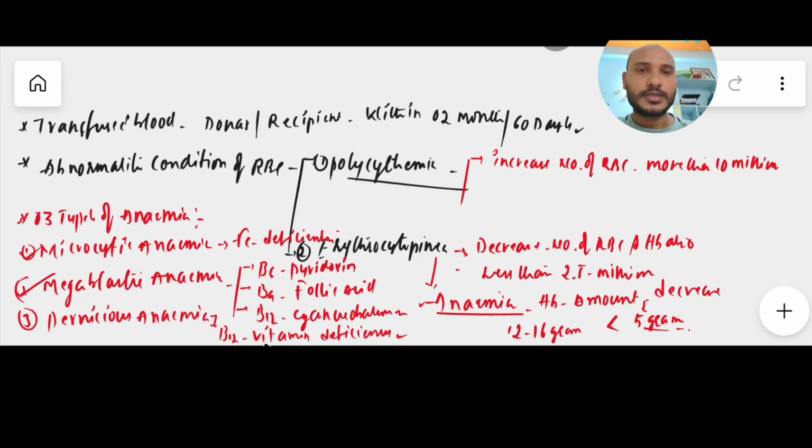So this is all about the abnormality conditions of RBC. With this we completed each and every concept related to the RBC. But there are two important topics which are related to the RBC. Now we will discuss those two important topics.